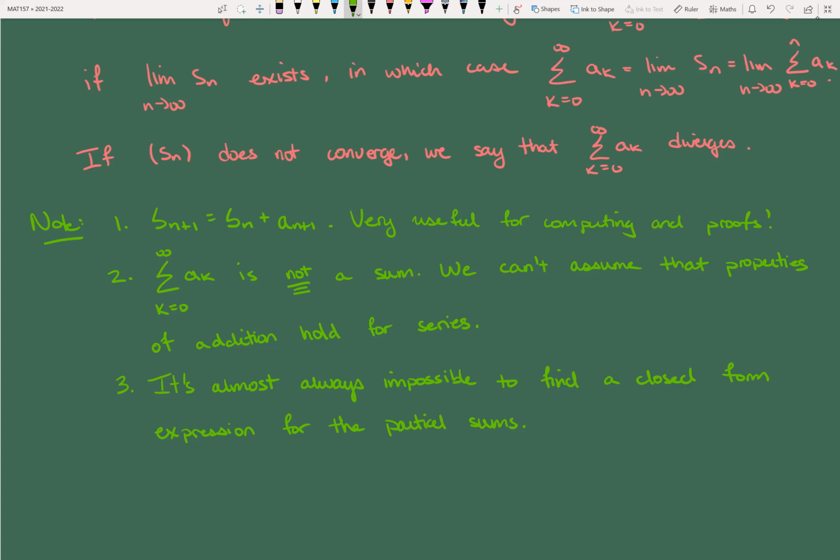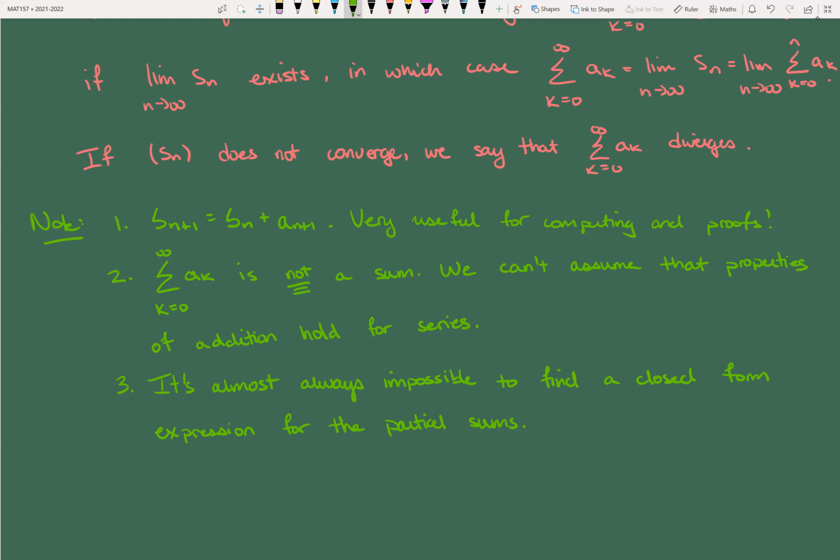Okay, and closed form here means where you've taken the sum away, right? So if I want to evaluate the 10th partial sum, ideally I'd like to not have to add up the first 10 terms. It'd be really nice if I could find a formula which just gave me the nth partial sum without having to add them all up.